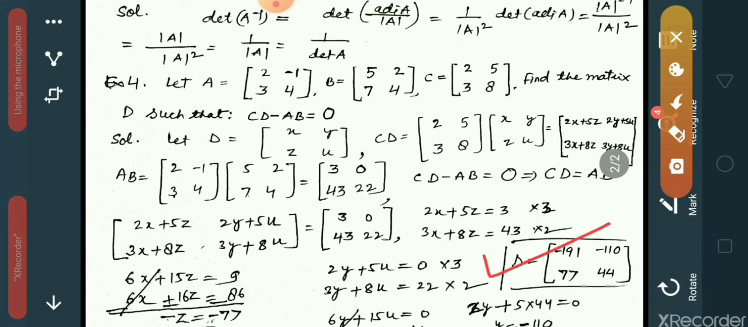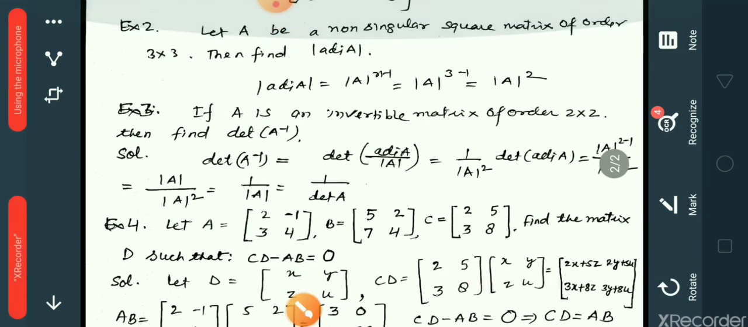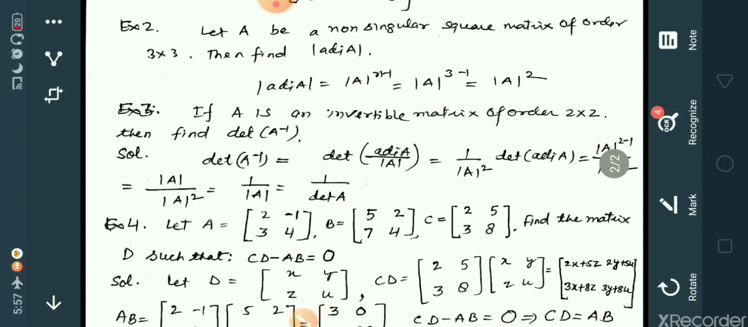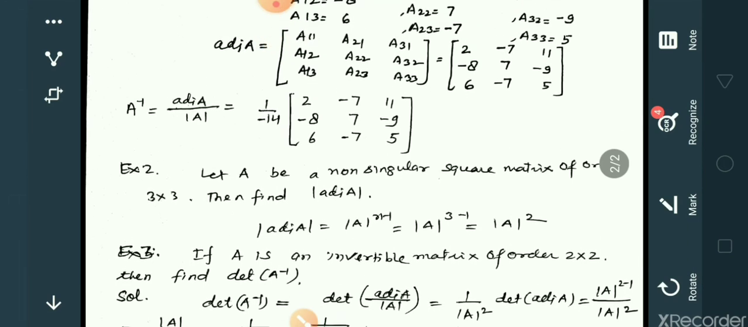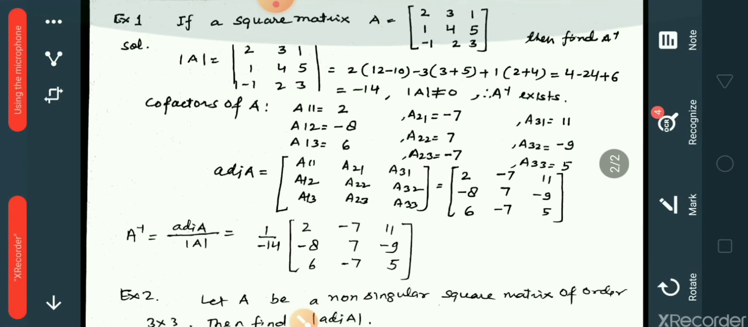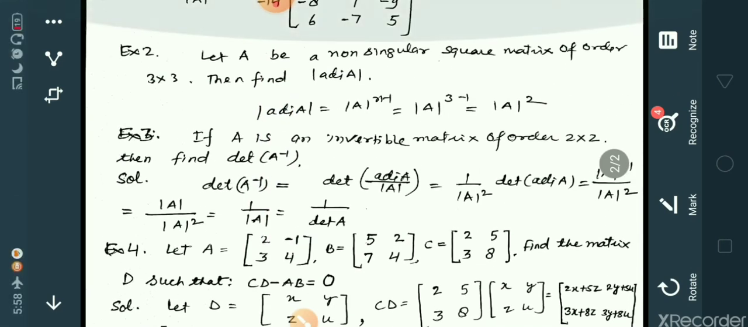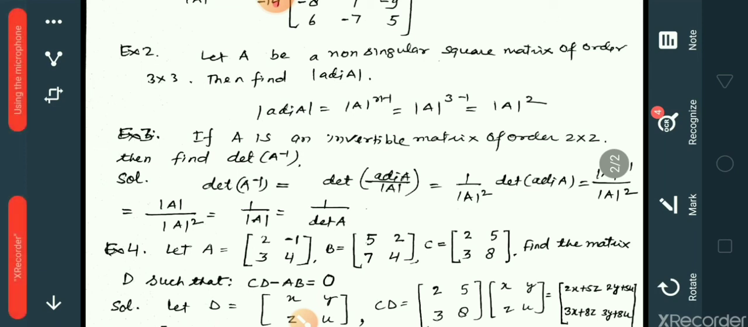So these are a few questions that I discussed with you. If you want to ask more questions, then you can inbox. Children, I think this video will definitely help you in finding A inverse, adjoint, and questions related to non-singular matrices. A non-singular matrix question may be asked for 1 mark.